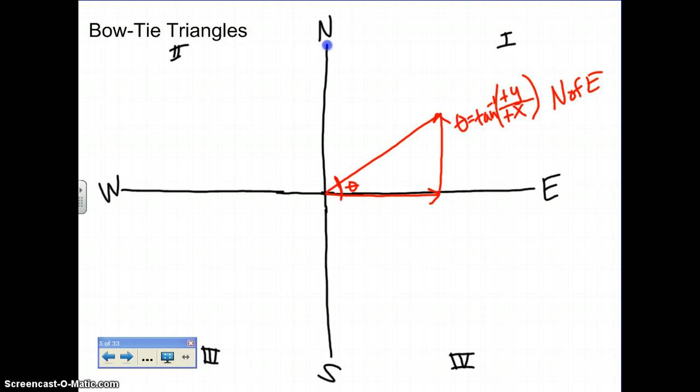Okay, let's jump over here to the second one. So we want theta to be in the dead center again. We're going to first go west, and then we're going to go north, and then we're going to draw in our resultant line, placing theta at the center here. Okay, so for y, what did you do?